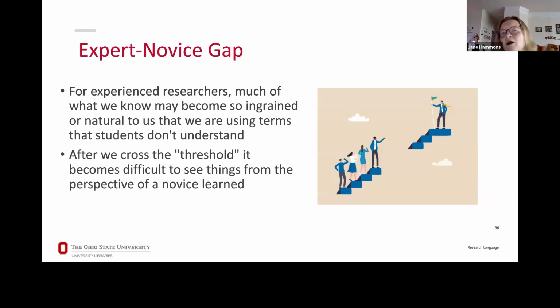So we have to think about how we can put ourselves in the shoes of students and start to recognize some of these terms that might be challenging for them to understand, and how we can provide more guidance to help them through and understand what our expectations are.